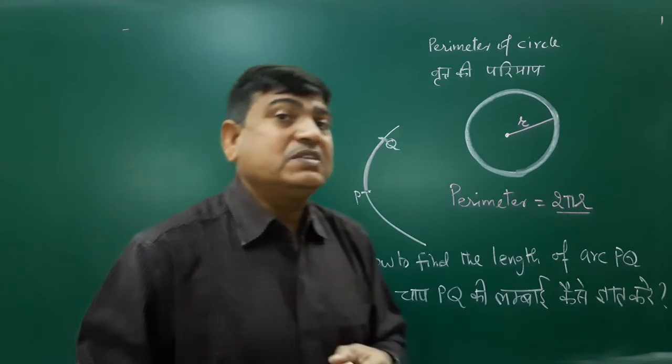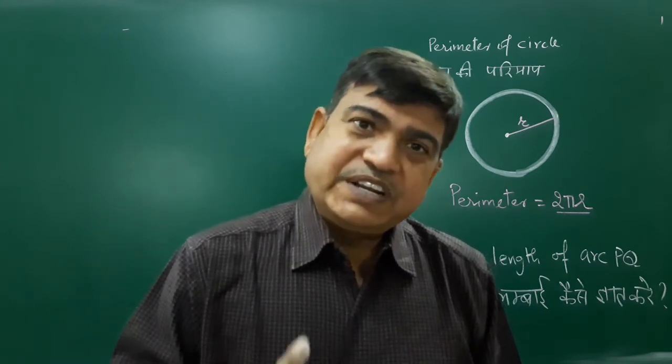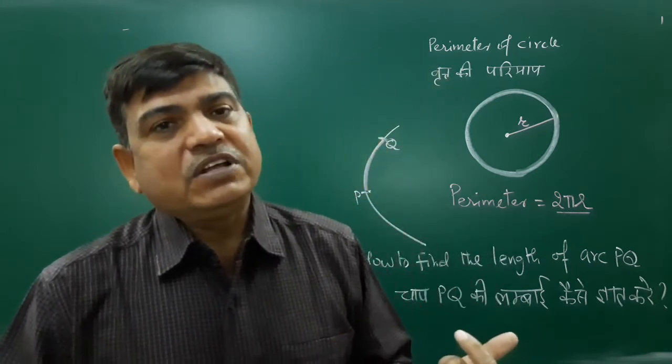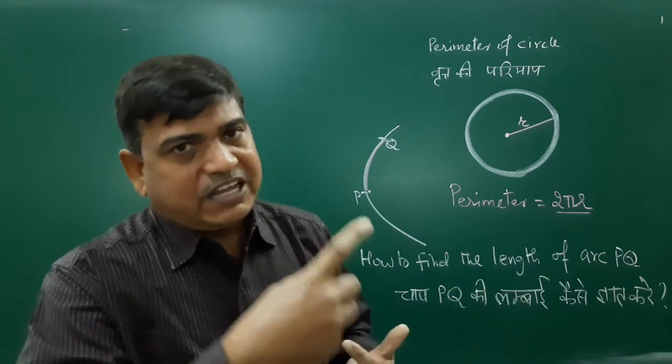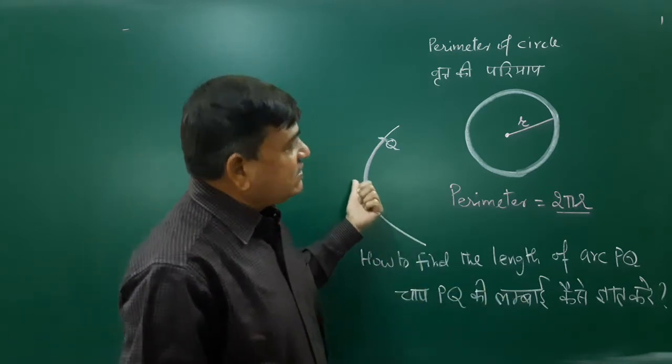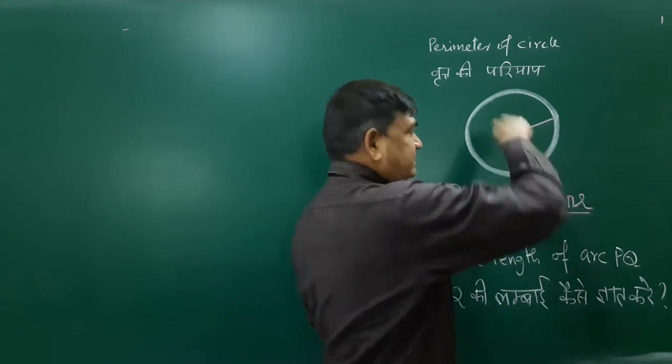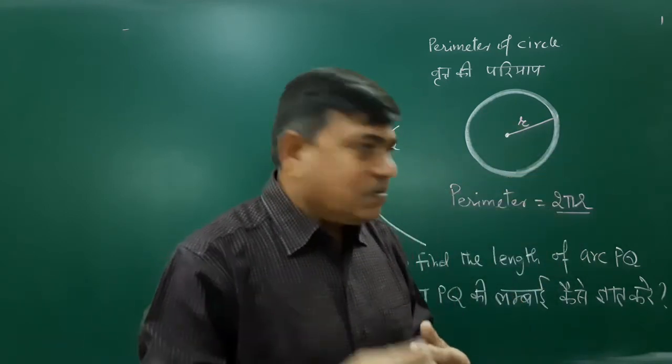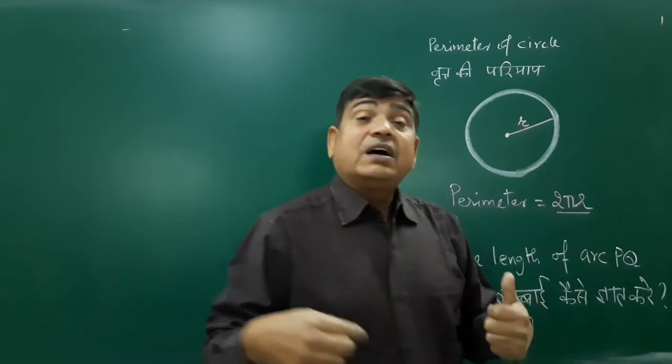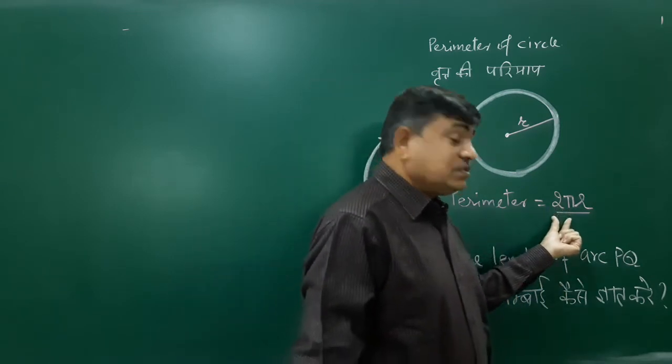Remember, it is not a straight line. If it is a straight line, then with the help of a ruler, or with the help of some other tool, we can find its length. This is the arc, the curved part. But in lower classes we know the formula 2πr.